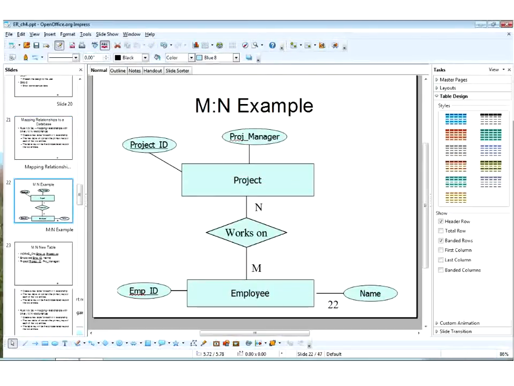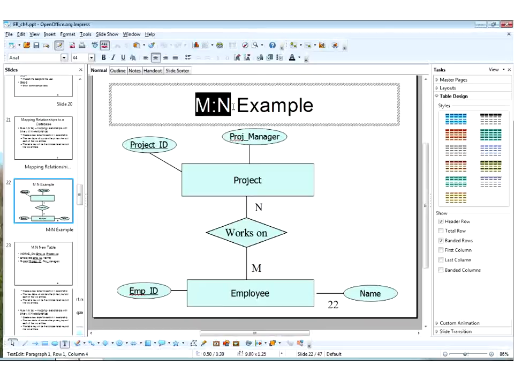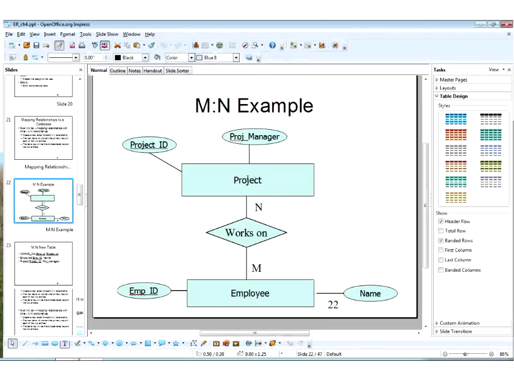So here's an example of an M to N. We have employee and project. Employees may work on one or more projects, and a project may be worked on by one or more employees. Okay, notice our key for employee is EmpID, key for project is project ID. Since it's an M to N, come mapping time, project manager and project ID are going to be in my project table, right?